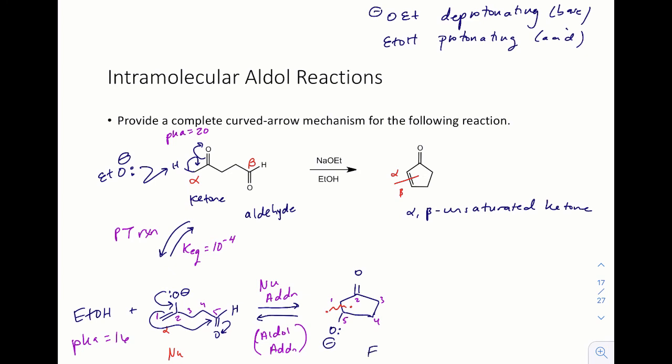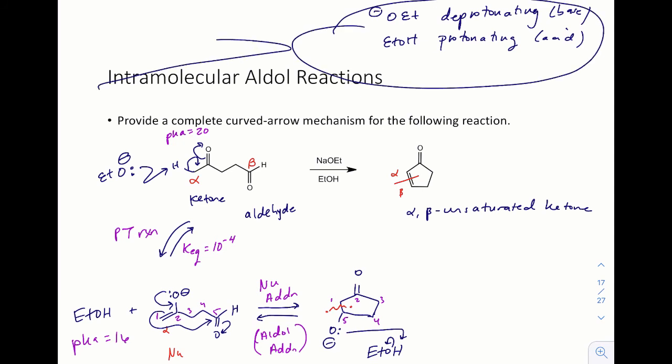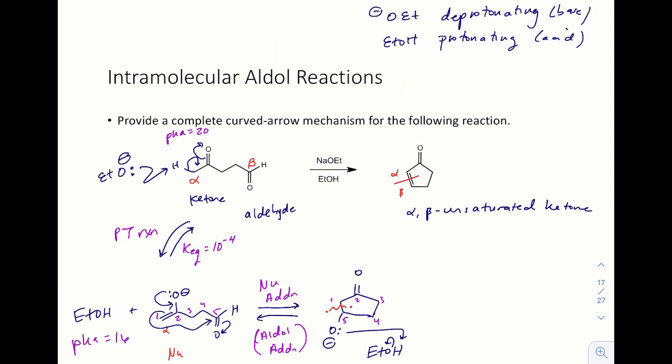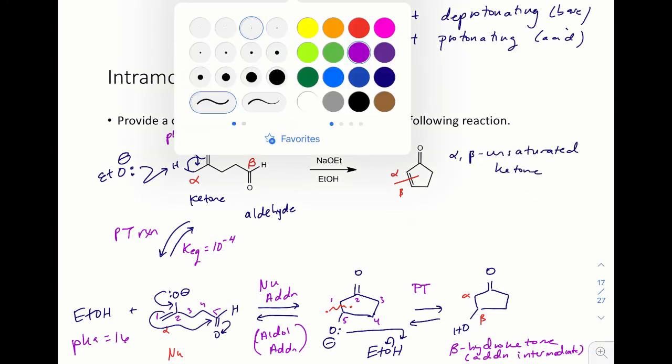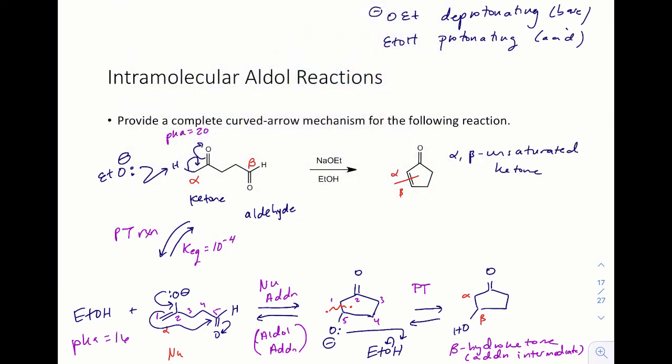Now from here, this alkoxide-like intermediate does accept a proton from ethanol. Remember what we said at the beginning. Ethoxide is used for deprotonating, and ethanol is used for protonating as an acid. This generates the beta-hydroxyketone intermediate of the aldol addition reaction. We do notice, however, that the product is the alpha-beta unsaturated ketone, so the condensation step also occurs.